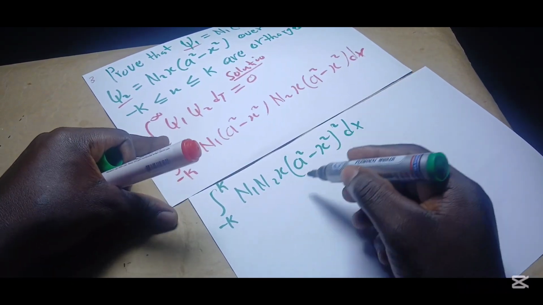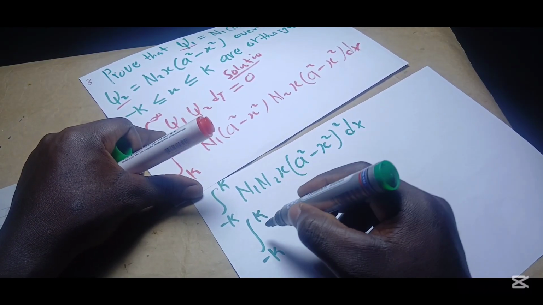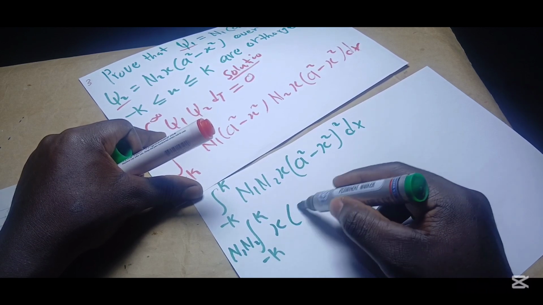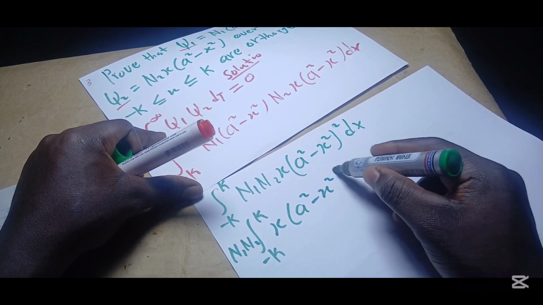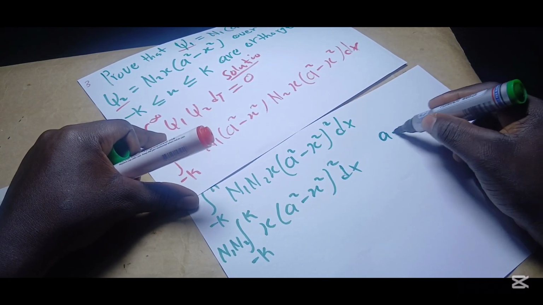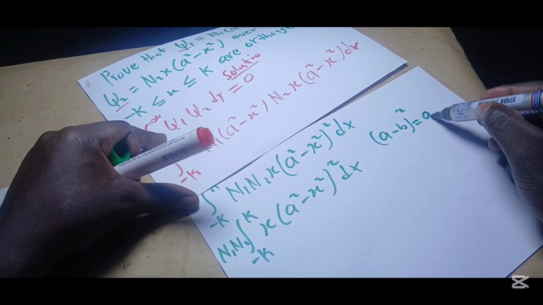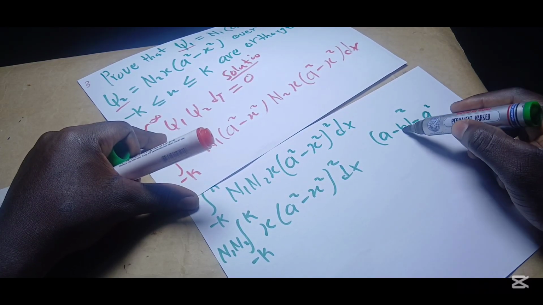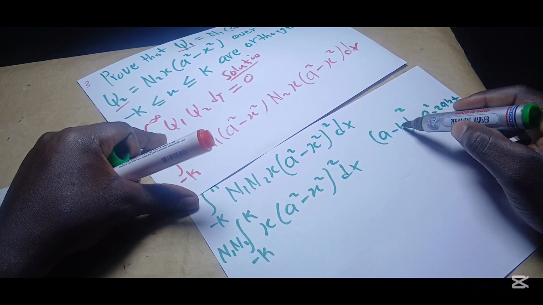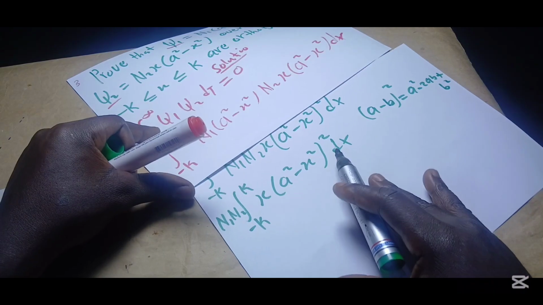n1 and n2 are constant, we can bring them out. So integral from negative k to positive k, n1, n2, then x into bracket a squared minus x squared all squared dx. If we have a minus b all squared, we can simplify it by squaring the first term and multiplying 2 by a by minus b, giving us minus 2ab. And lastly, squaring the last term, which is b squared. So let's apply that one here.